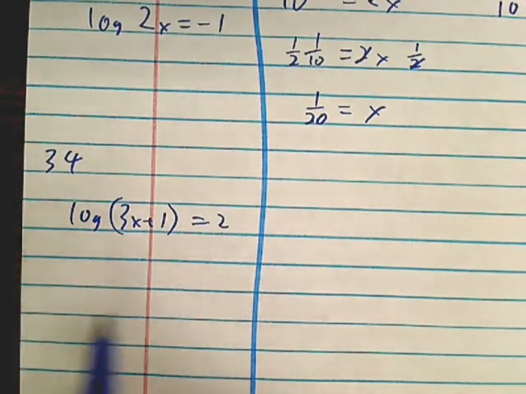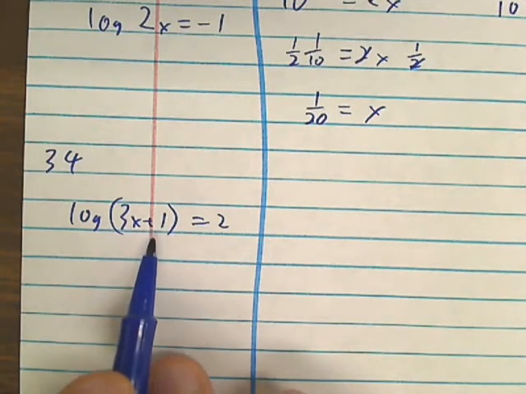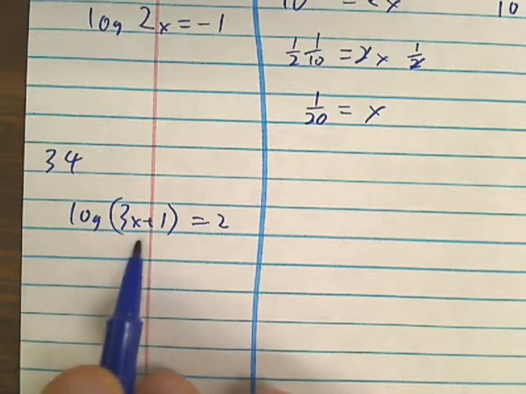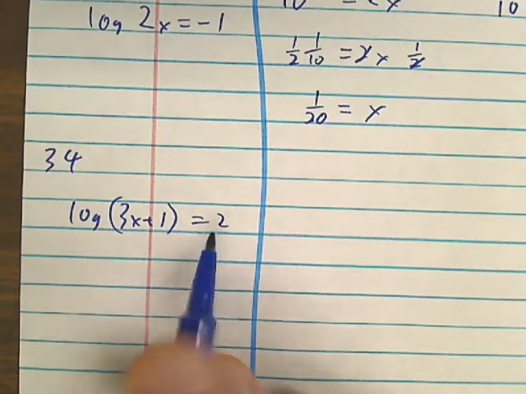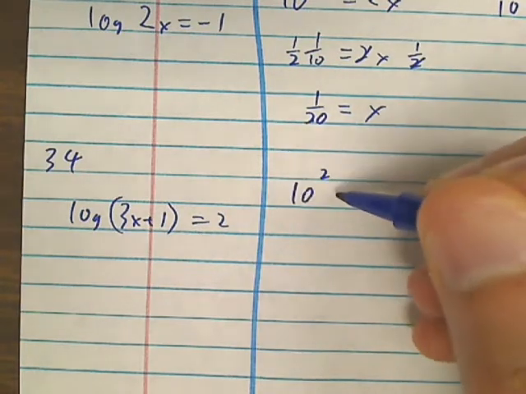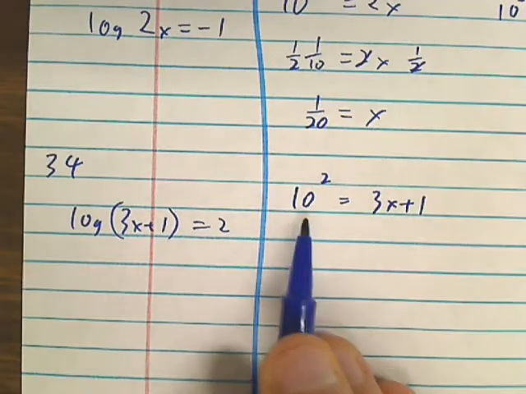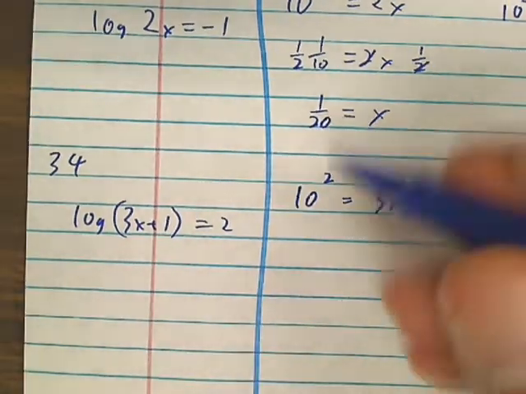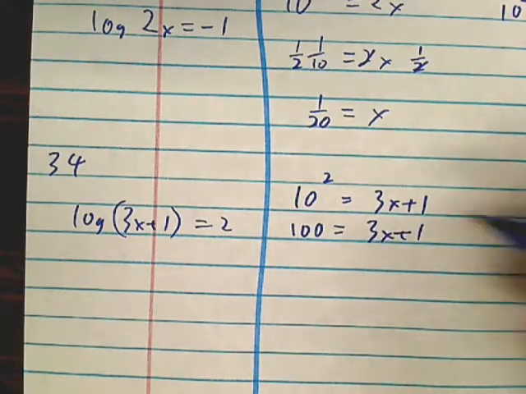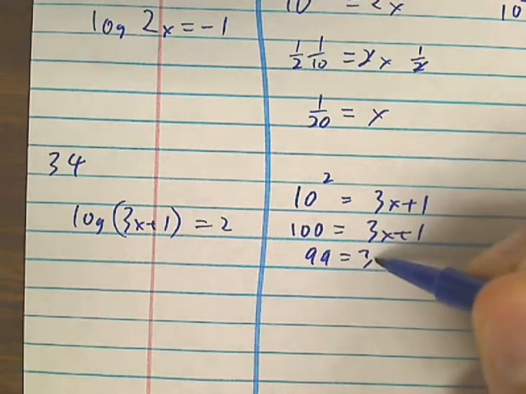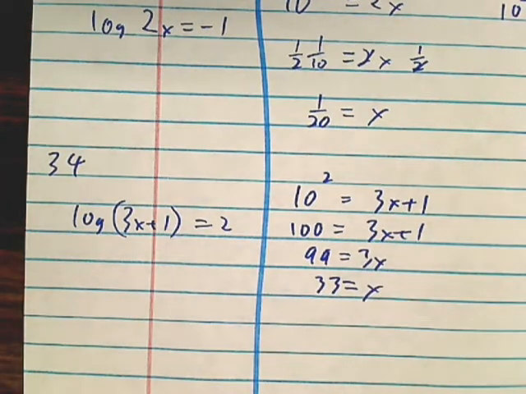Okay, and just a helpful hint for later, if you don't have parentheses here, the first thing I would do is subtract 1. But we have parentheses here, so I'm going to go ahead and do the base and exponent thing. So 10 to the 2nd power equals 3x plus 1. And from here, we'll make 10 squared 100, and then you've done thousands of these at this point. Subtract 1. And 33 equals x. So that's number 34.